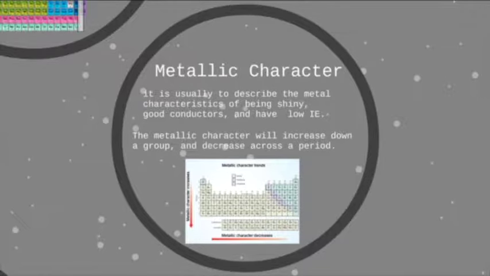Metallic character. Metals are usually described as being shiny, good conductors, and having low ionization energy. The metallic character will increase down a group and decrease across a period.